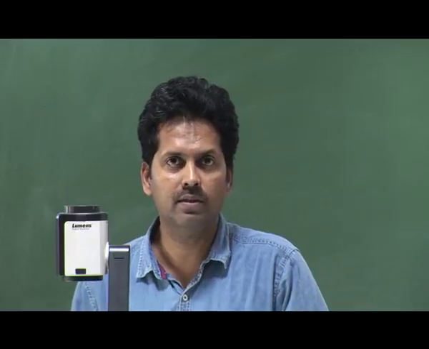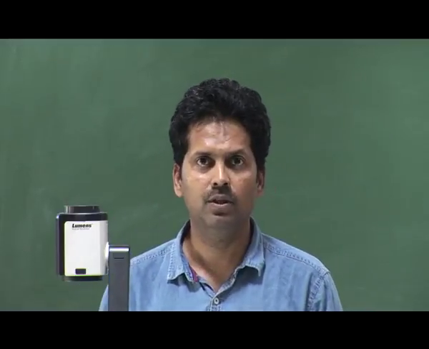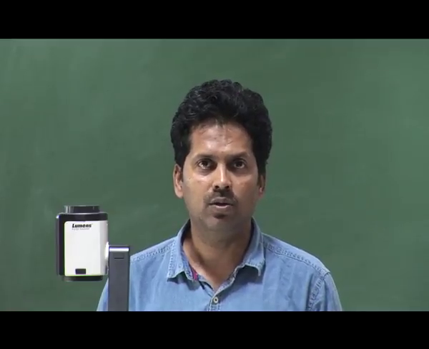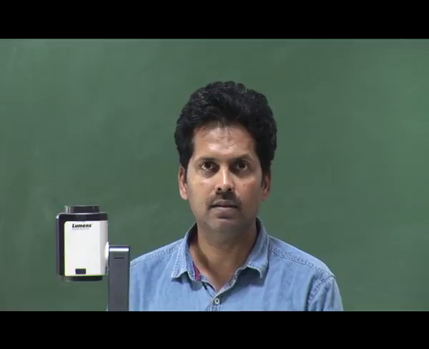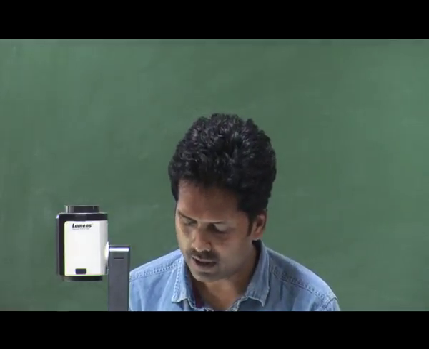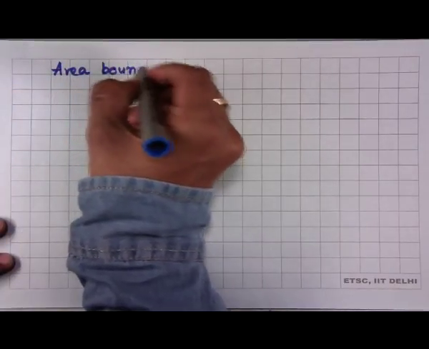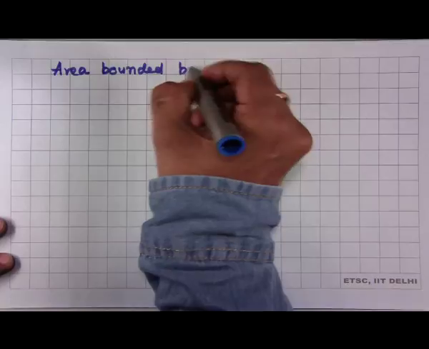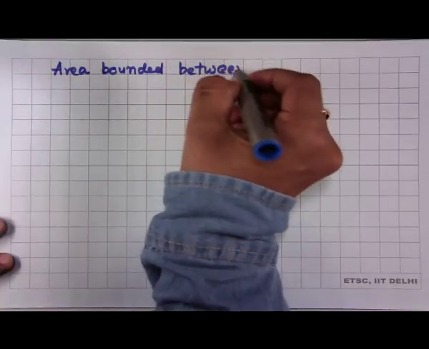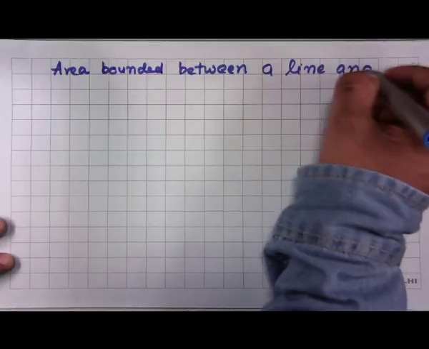With these two examples of area of ellipse, by using both vertical and horizontal strips, you can see how to compute area of simple curves. Let us complicate the situation and let us find out area bounded between a line and a curve.